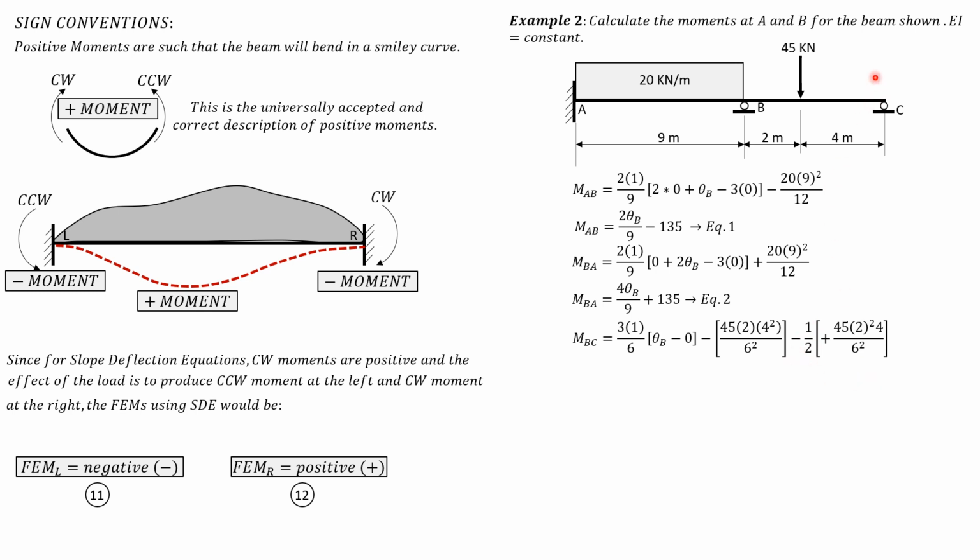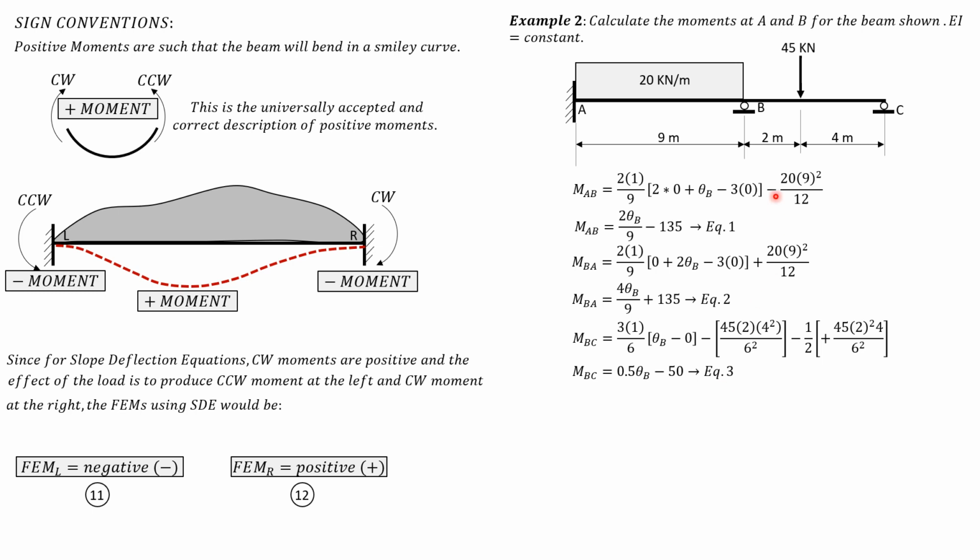Then the fixed moment at the right end, because C is on the right side, we expect a clockwise fixed moment there. So that's why it's positive: 45 times, you interchange the squared items here, 2 squared times 4 divided by 6 squared. So simplifying, MBC is 0.5 theta B minus 50. Call that equation 3.